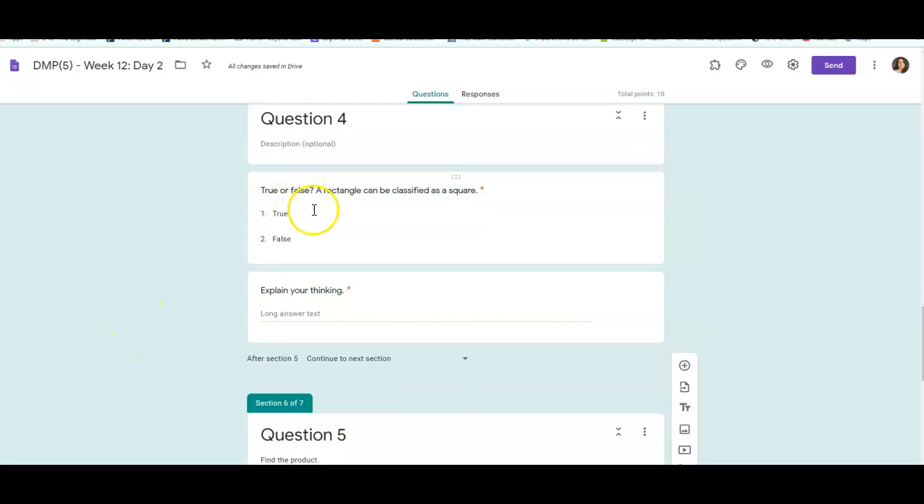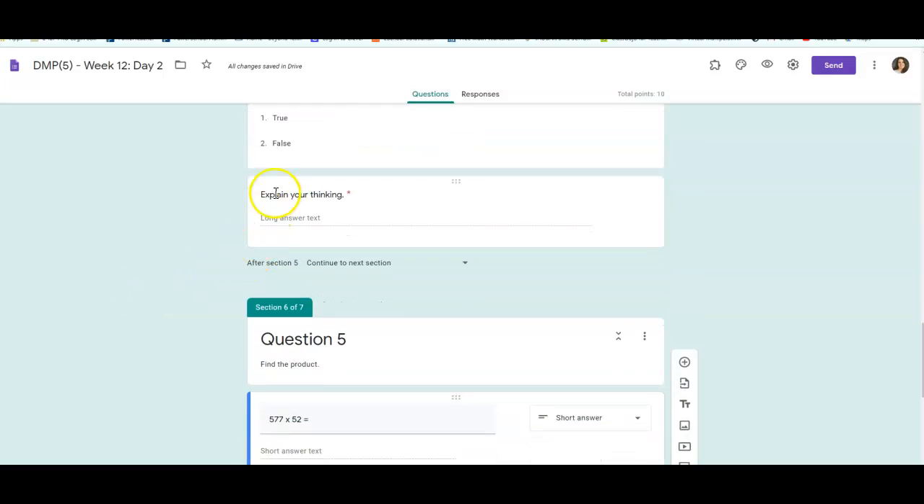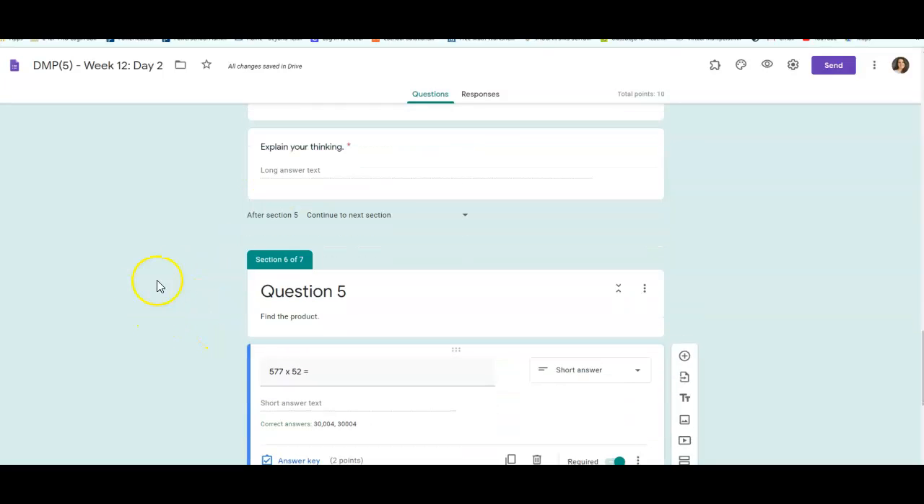True or false, and if you watched the video yesterday, you know the answer to this. A rectangle can be classified as a square. Was that true or was that false? Watch yesterday's video or look up, can a rectangle be classified as a square, as a video to see how you can explain your thinking.